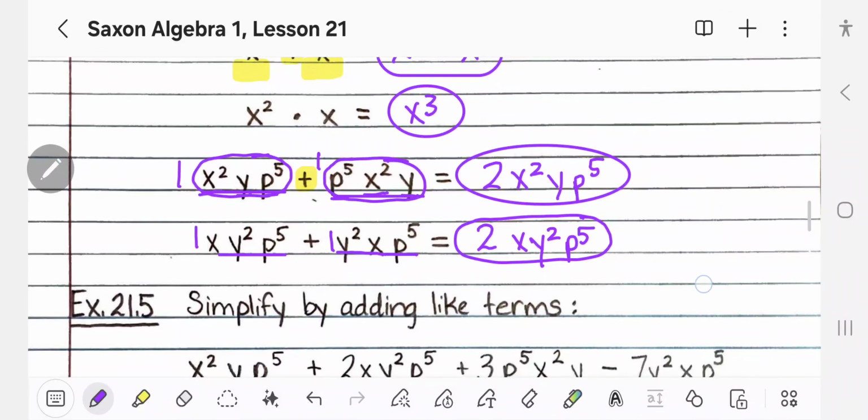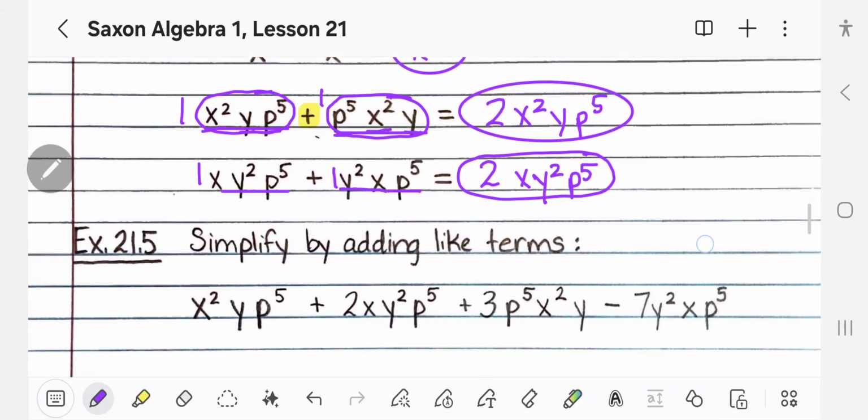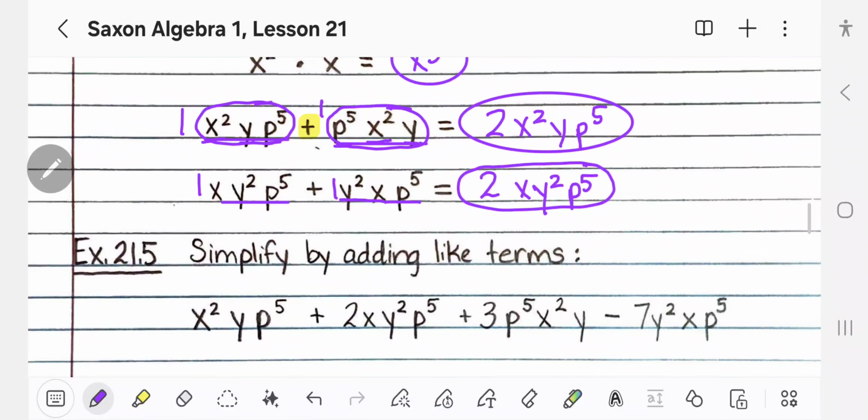Here's the first example. Simplify by adding like terms. Now we need to be careful to make sure we're looking at like terms. So we see our different terms here. We have 4 terms. Term 1, 2, 3, and 4. Okay, let's look at those and see which ones are like.